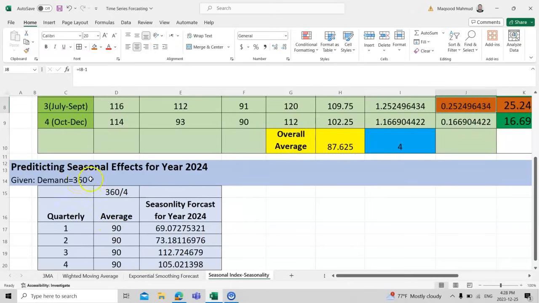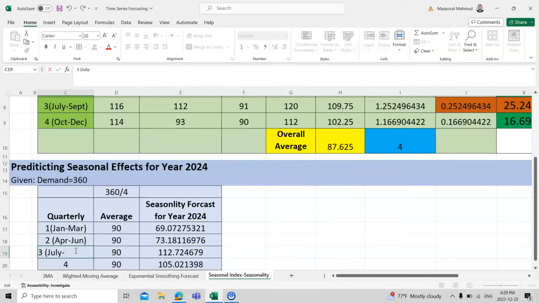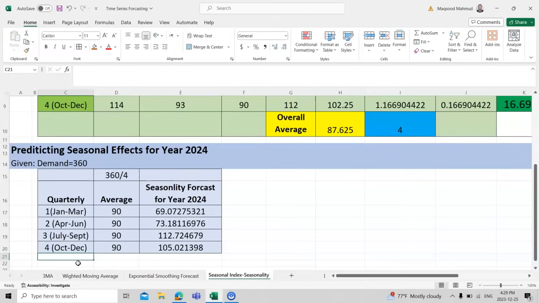So what we do is take the demand 360, let's suppose, and we divide by 4. So why do we divide it by 4? Because it's quarterly, so for example, we say from Jan to March, we have this one, and here also from April, May, June. Okay, so this is that one, and this one is July, August, September. And then we have October, November, and December, right? So the same pattern will repeat in 2024 as well, right?